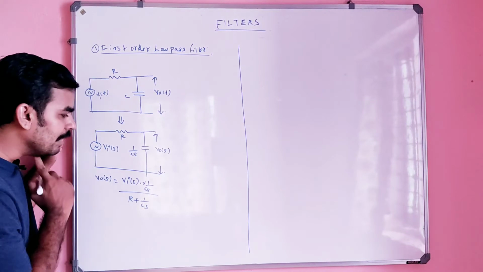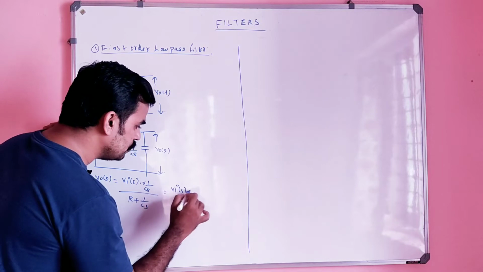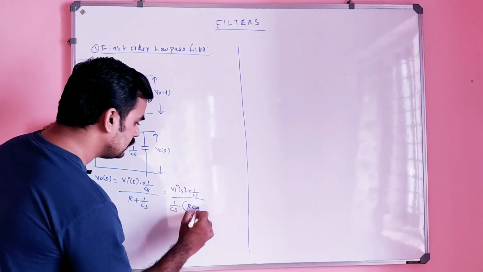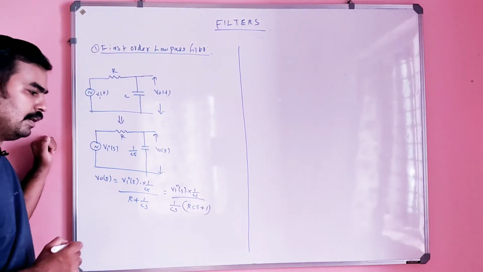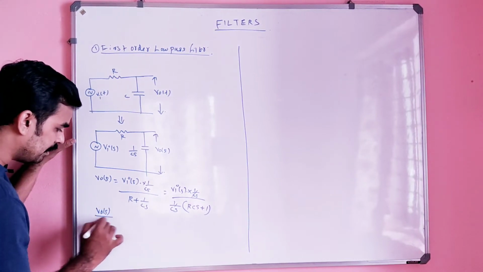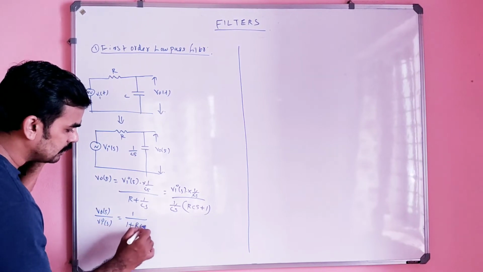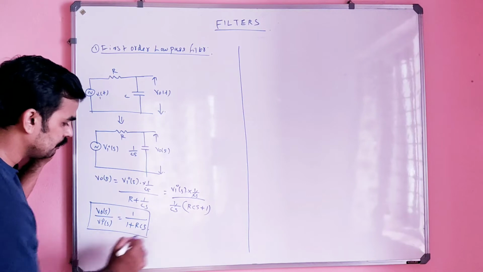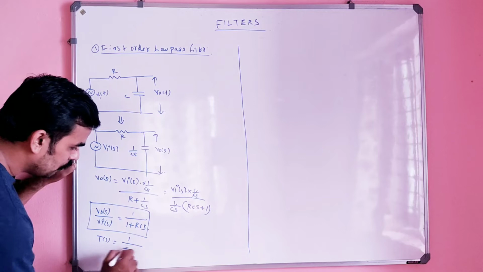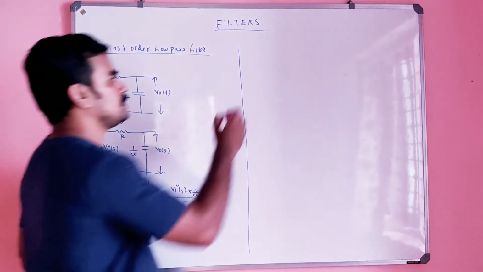So what I am going to do is take 1 by Cs as common. So it will become V_A(s) into 1 by Cs, whole divided by 1 by Cs into (RCs plus 1). Correct or wrong? This 1 by Cs and 1 by Cs cancel, so V_0(s) divided by V_A(s) is equal to 1 divided by 1 plus RCs. That is nothing but T(s), the transfer function, equal to 1 divided by 1 plus RCs.